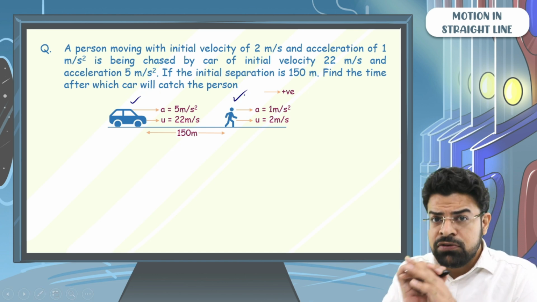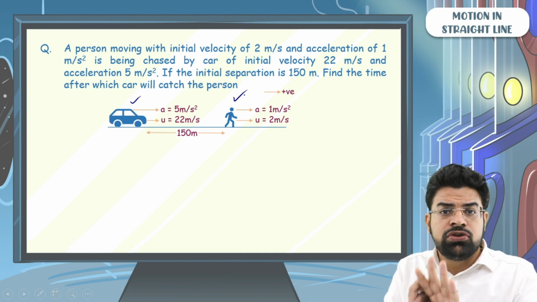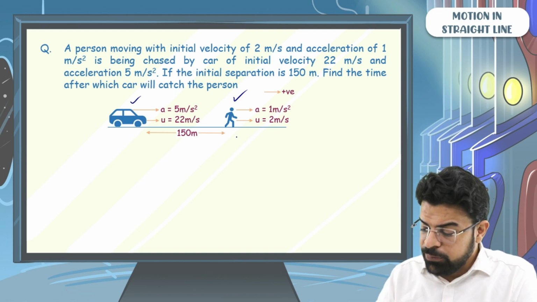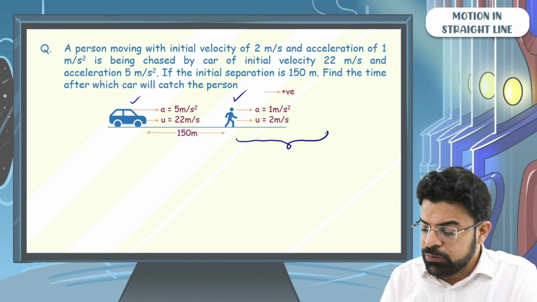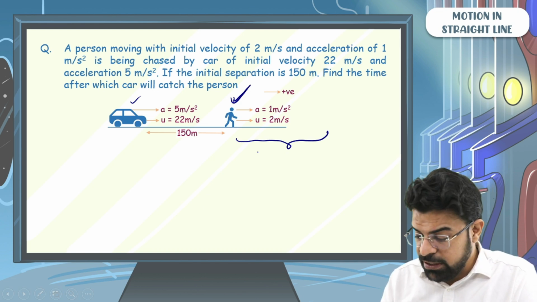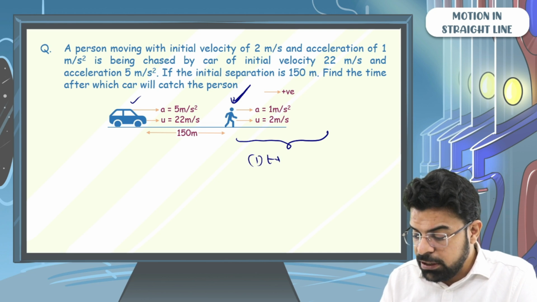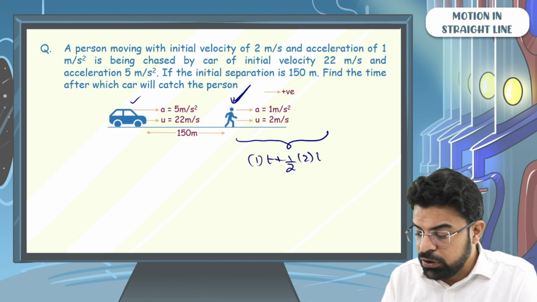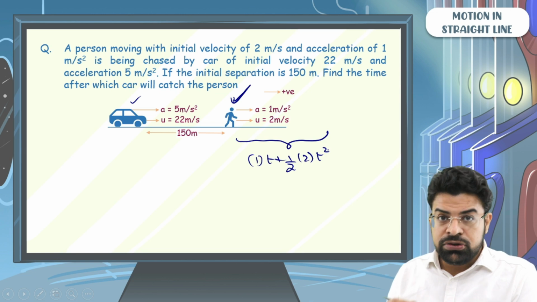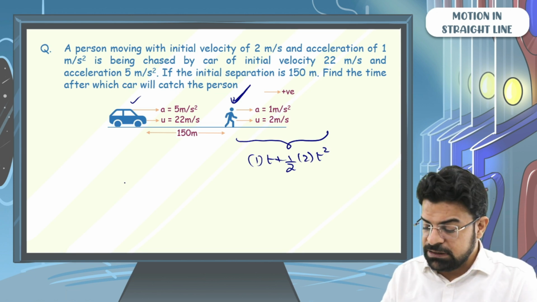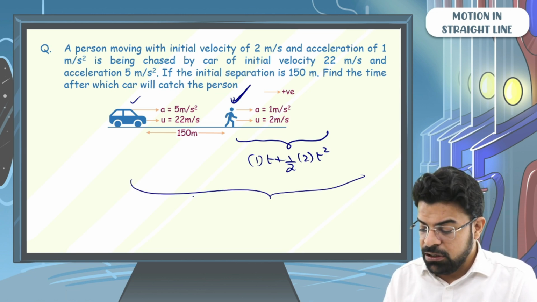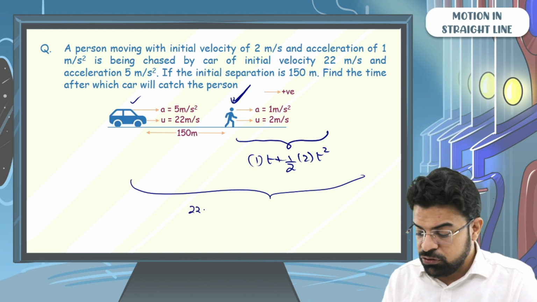To solve this question, you do not need relative motion at all. Using the second equation of motion, the distance traveled by this person in time t will be equal to 2t plus half into 1 into t square. Using the second equation of motion, the distance traveled by the car in time t will be equal to initial velocity 22 into t plus half into acceleration 5 into t square.